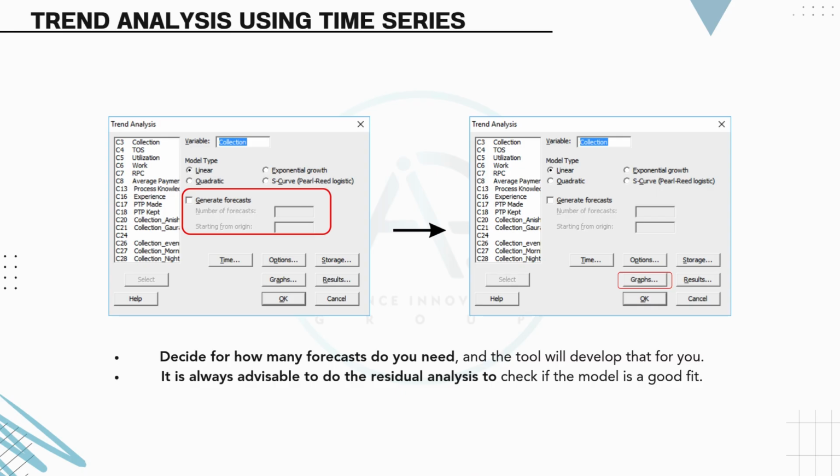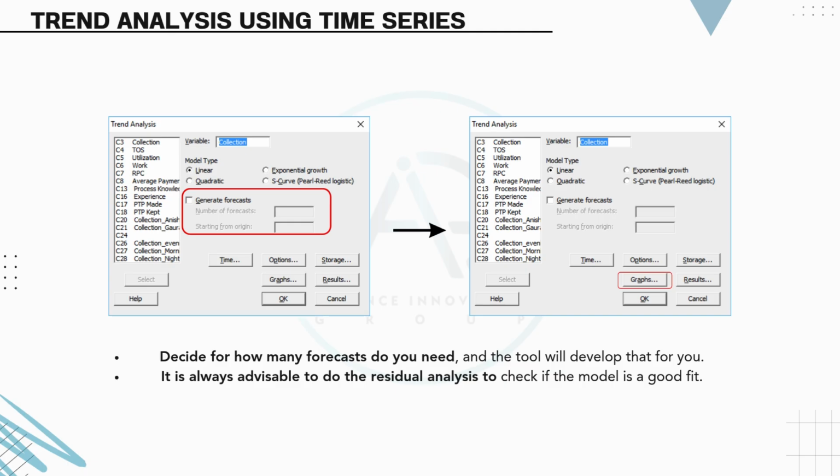However, generating forecasts is not enough by itself. As shown in the image on the right, it's important to click on the Graphs button and explore the residual plots. Why? Because residual analysis helps validate the model fit. A good model should have residuals that appear random, with no clear pattern. If residuals show patterns or trends, it may indicate that the model is not adequately capturing the data structure.